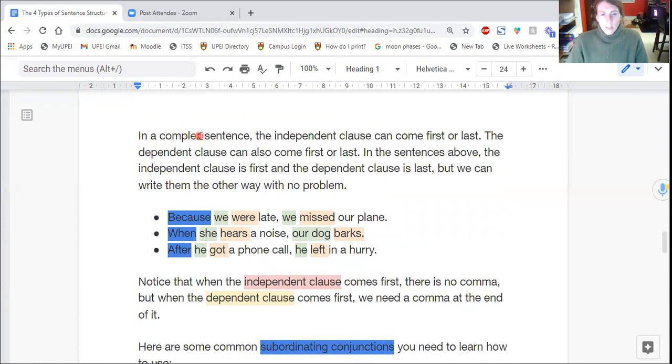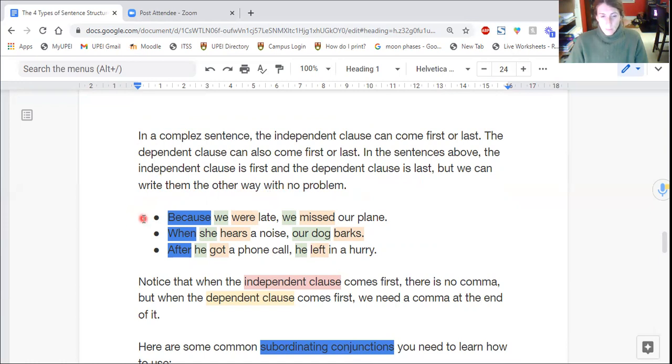In a complex sentence, the independent clause can come first or last. The dependent clause can also come first or last. In the sentences above, the independent clause is first and the dependent clause is last, but we can write them the other way with no problem.